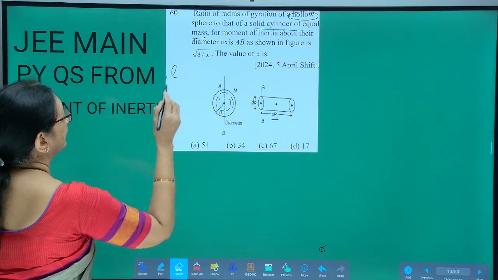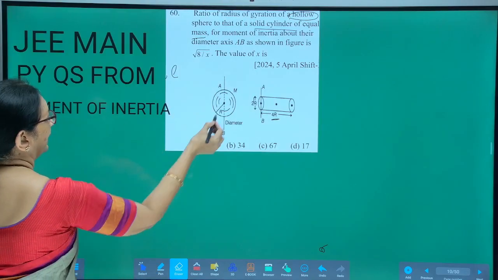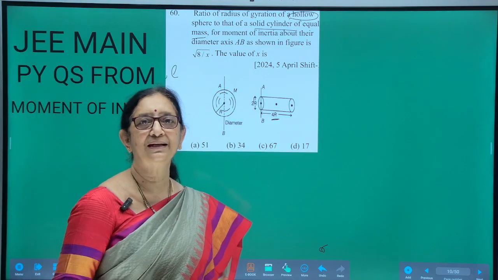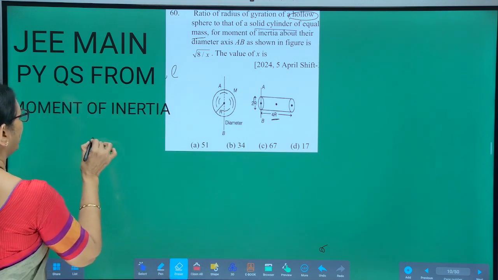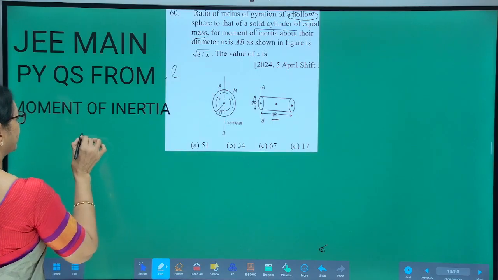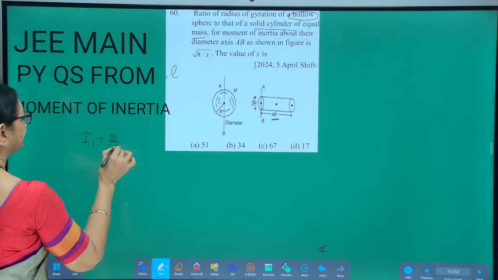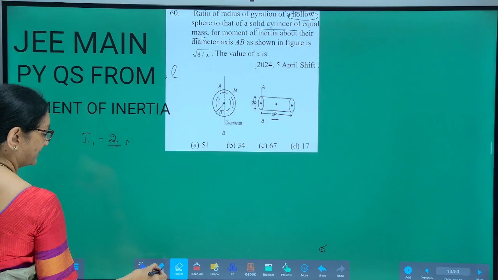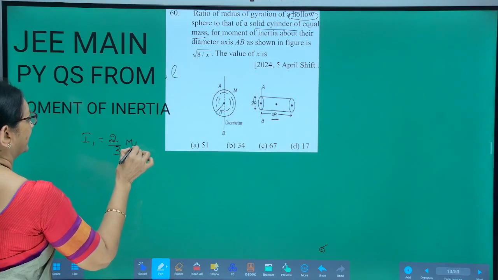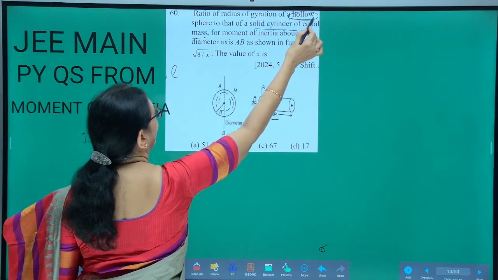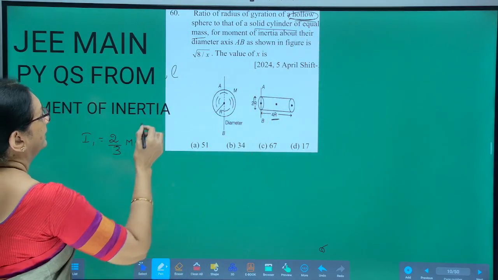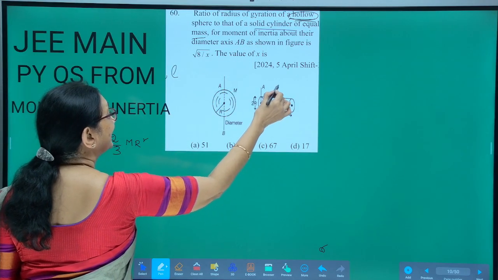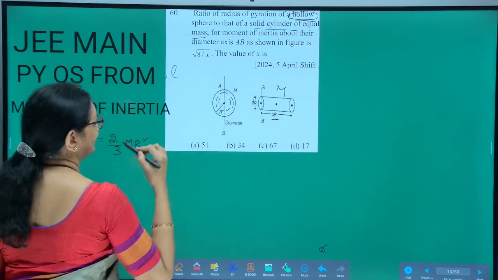Radius of gyration of a hollow sphere about any axis passing through the center of the sphere. For a hollow sphere, the moment of inertia I1 is 2 by 3 mr square. That word is very important. It is given as a hollow sphere. And the moment of inertia of a cylinder of equal mass about the axis shown.